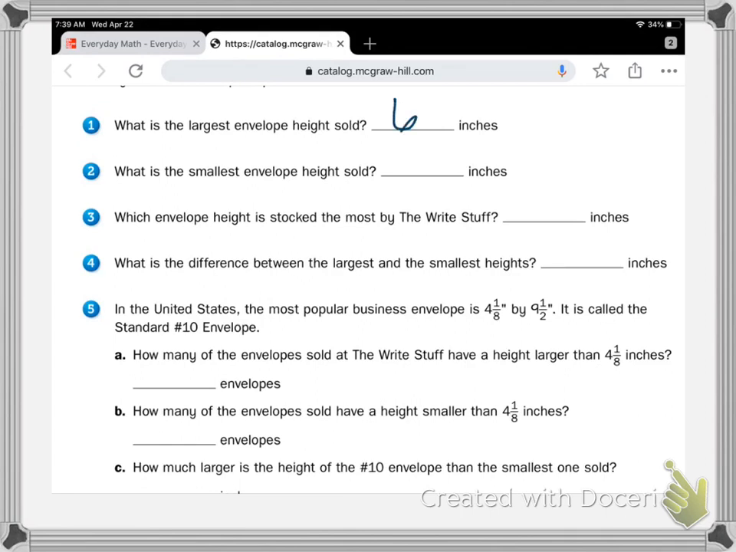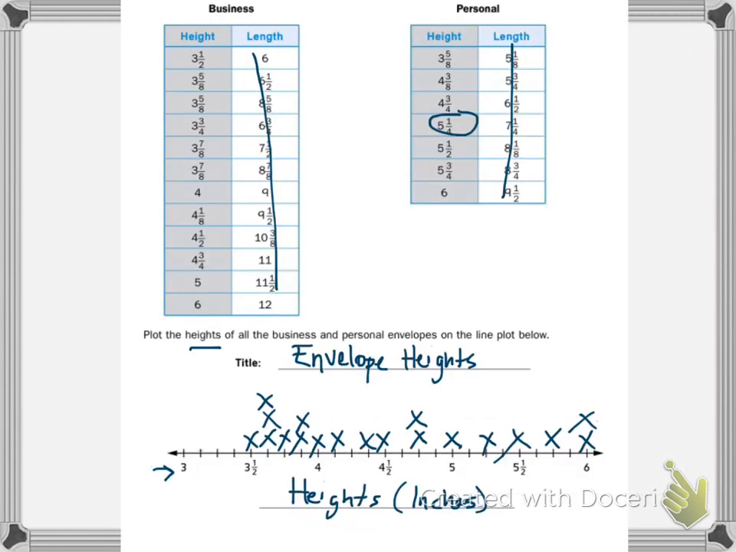What is the smallest envelope height sold? So look back at your graph, find the one that's the smallest that was actually sold, and you're going to find that it is 3.5. A common answer that would be incorrect on this one is 3, because that's the smallest number on the number line that they see, but there weren't any that were sold that were 3 inches, so it's just 3.5.